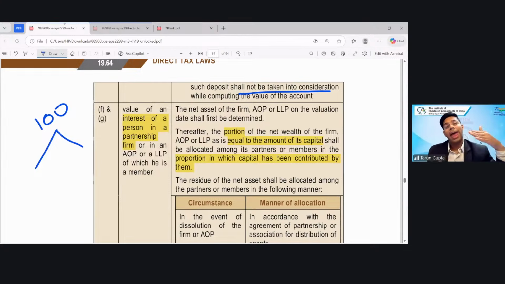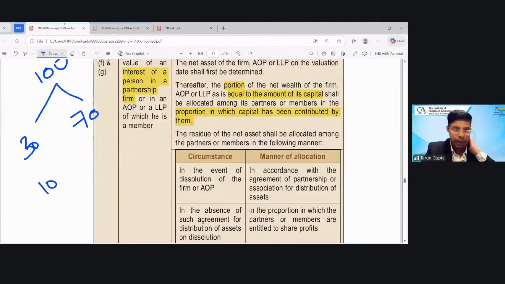One part is the aggregate of the capital contribution by all the partners. Assuming there were three partners, each contributed 10, 10, 10. So 30. And the other part is the remaining part, 70. Everybody has contributed 10 rupees. So this 70 shall be apportioned in the dissolution ratio, meaning the ratio in which the asset is to be distributed to the partners at the time of dissolution.